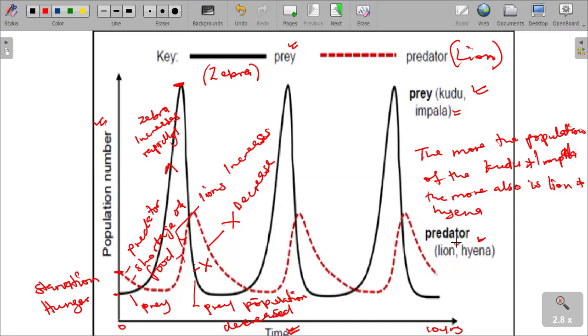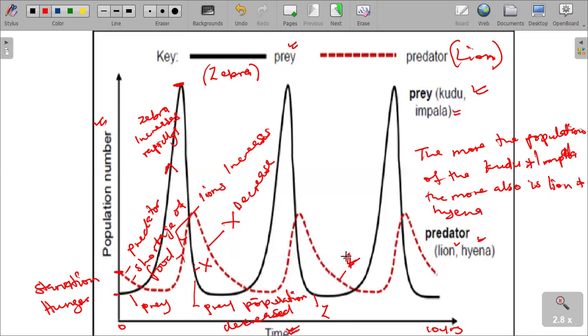So we are saying that is what is happening in this diagram. The more the population of the prey, the more the population of the predator. At the same time, when the prey goes too low, at this point, let me mark this point as point Z on the graph.